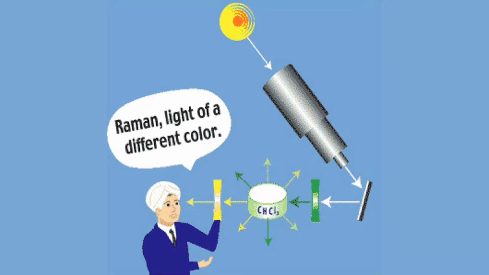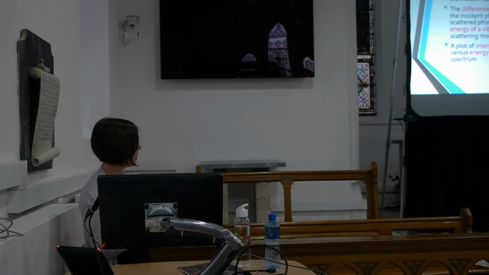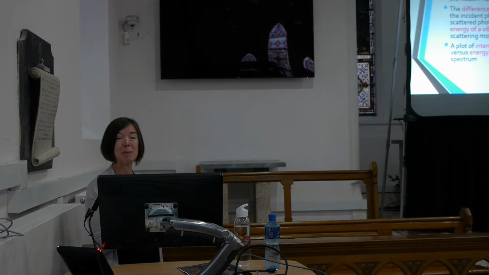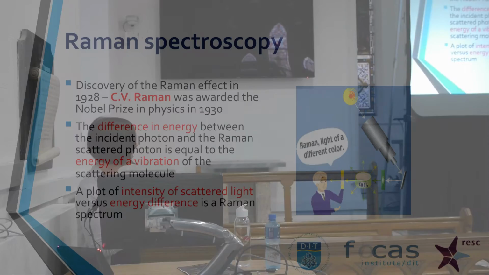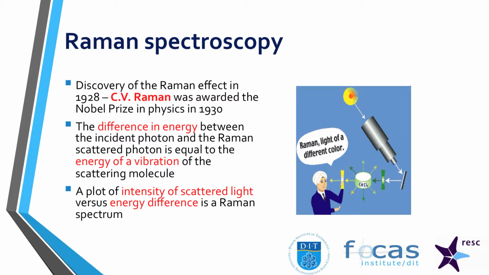So he used light from the sun, brought through a telescope. He shone it onto this CHCl4, and he observed light of a different colour. So that's all it was, light of a different colour. So the different energy because of the interaction of the incident light with the molecules, and that gave light of a different colour. So the difference in energy then between the incident photon and the Raman scattered photon is equal to the energy of vibration of the scattering molecule. So then a plot of the intensity of the scattered light versus the energy difference is the Raman spectrum.